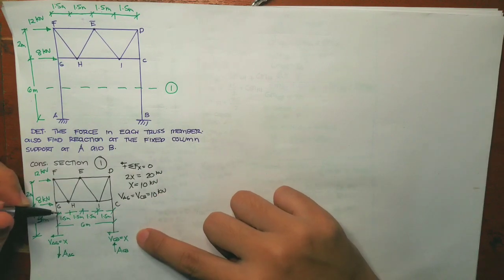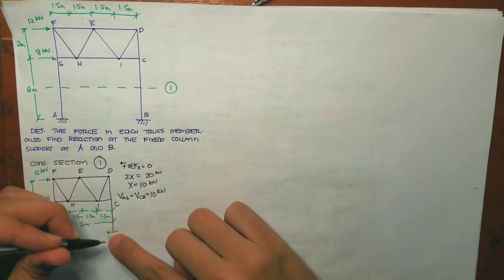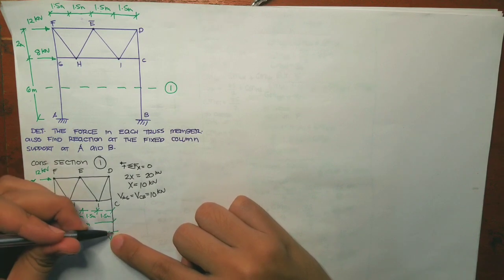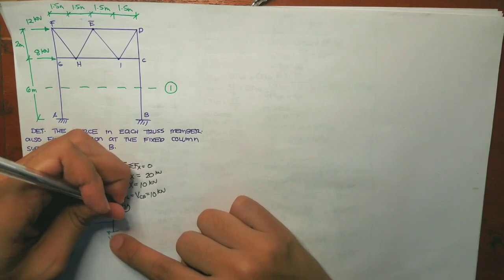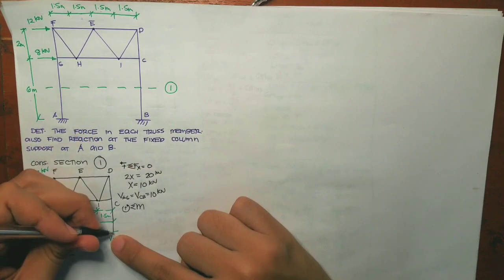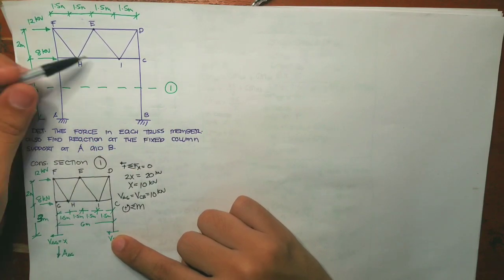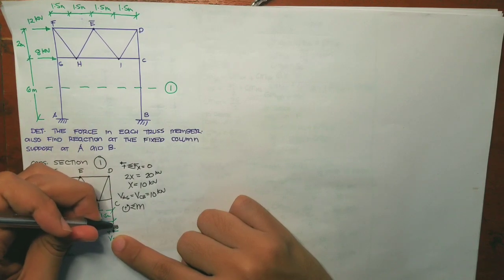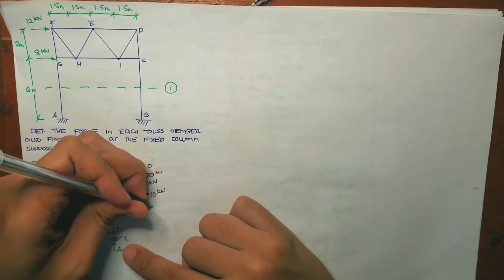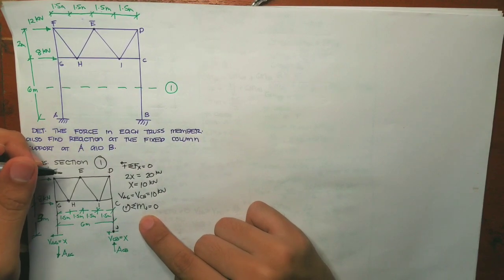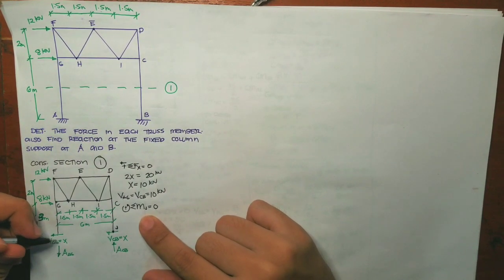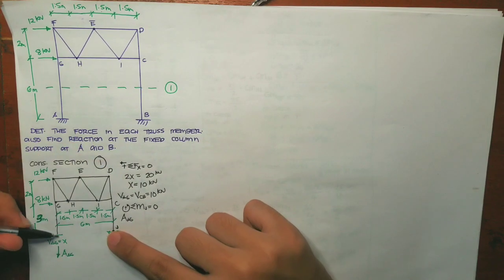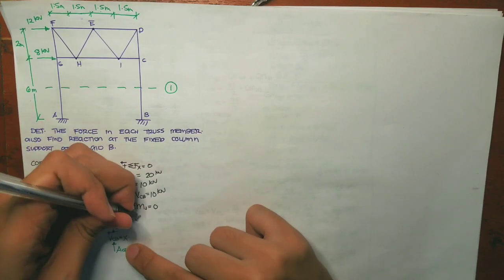Next, let's take moment either from this point or this point to get the value of one of the actual forces. I will take moment here. Assuming counterclockwise moment as positive, let's name this as point J. By taking the summation of moment at point J, assuming counterclockwise moment as positive, we have the actual force AG multiplied by the distance of 6 meters.